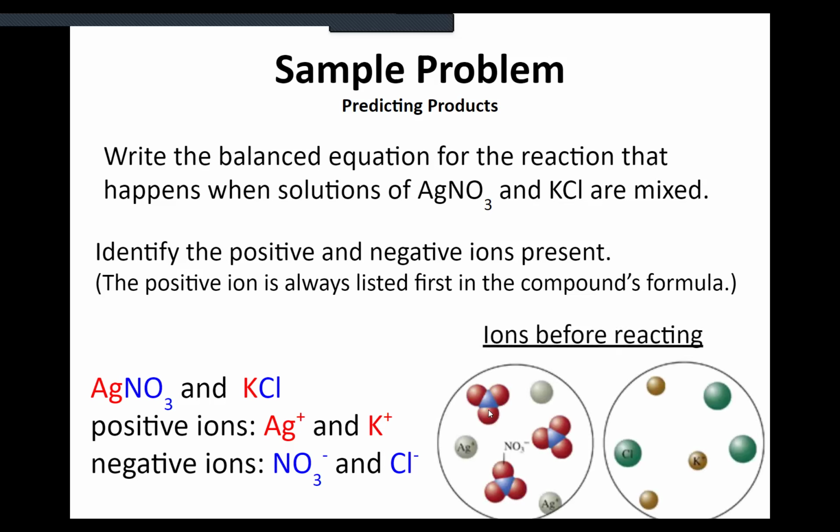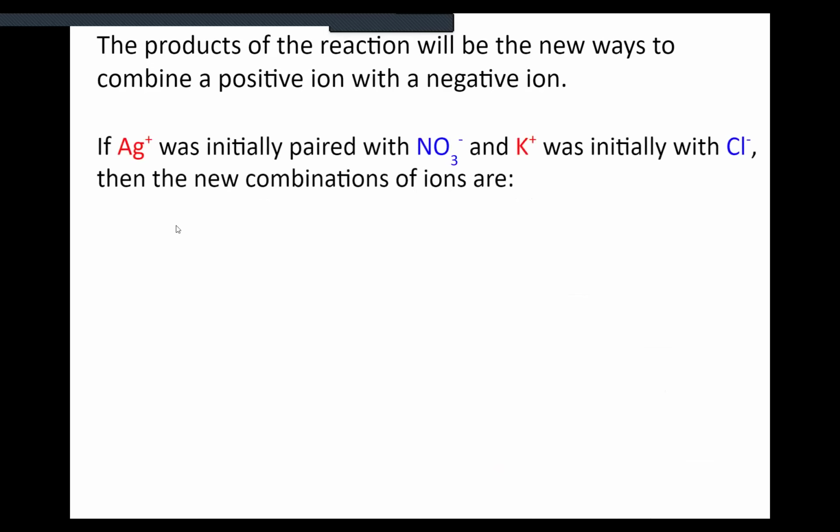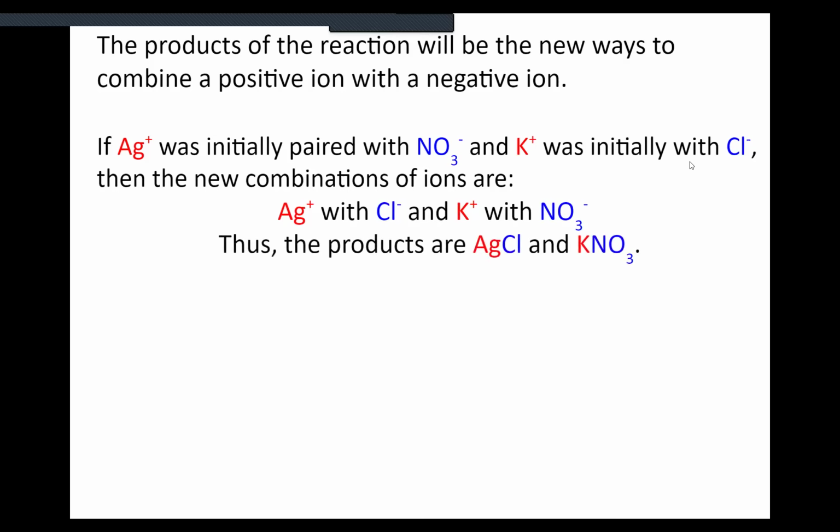Before reacting, the Ag was paired with NO3, and the K was paired with Cl. But what are the new ways of combining a positive ion with a negative ion? We always need to think about new ways to pair up. If Ag was initially paired with NO3 and K was initially paired with Cl-, the new combinations of ions would be Ag with Cl- and K with NO3-. Thus, if we were to write good formulas for those products, we would have AgCl and KNO3.